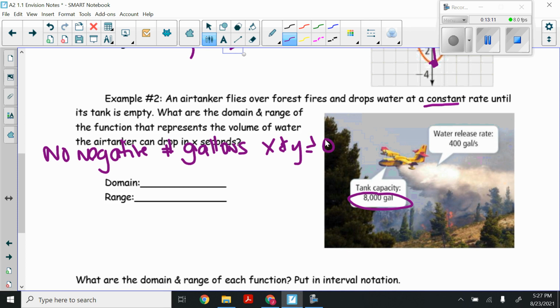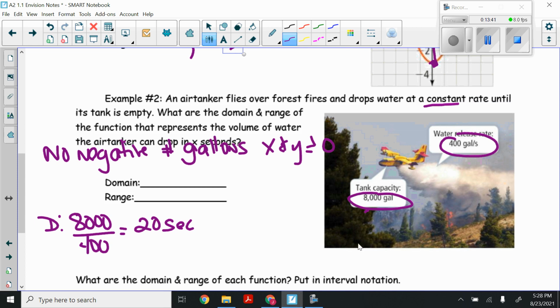So my domain, I have 8,000 gallons. It releases 400 gallons per second. So what's the time that we're looking at here? So to find my domain, 8,000 divided by 400, that tells me 20 seconds. In 20 seconds, this air tanker can completely empty its tank. So my domain starts at 0 seconds and goes up to 20 seconds. Both are included, so brackets, 0, 20 brackets. And that's my time. Those are in seconds.